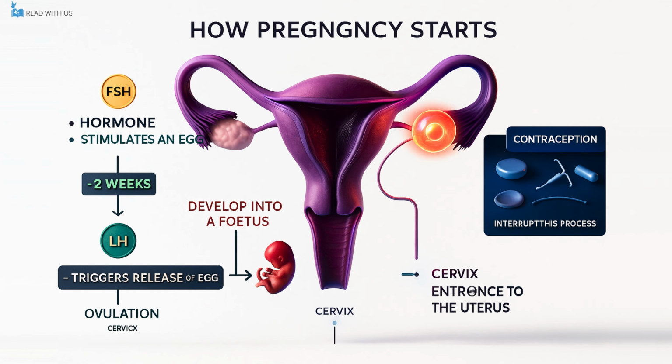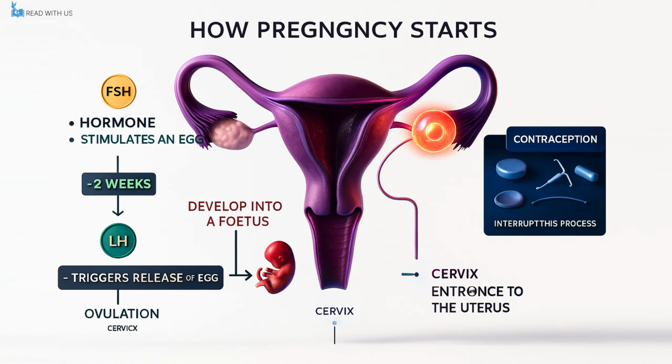Before diving into the different methods, it helps to briefly review how pregnancy actually begins. Although this part is not technically included in your syllabus, it offers valuable context for understanding how contraception functions. The process begins in the female reproductive system. As you might remember from the last video, the hormone follicle-stimulating hormone, or FSH, stimulates an egg in one of the ovaries to start maturing.